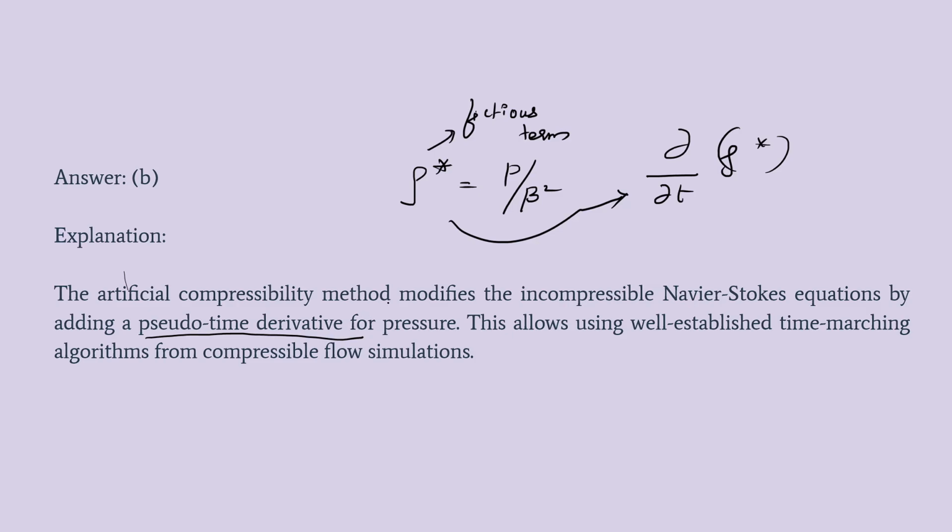So with this method, for incompressible flows, there is no rho associated with the continuity equation. There we are introducing this rho star, a fictitious time term, to include the pressure influence, that is, to include pressure in our continuity equation also. So our answer is option B, introduction of a pseudo time derivative.